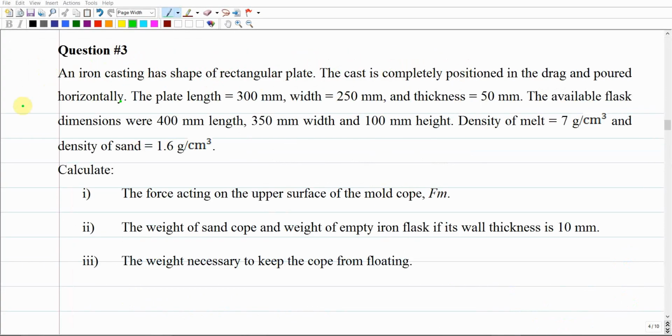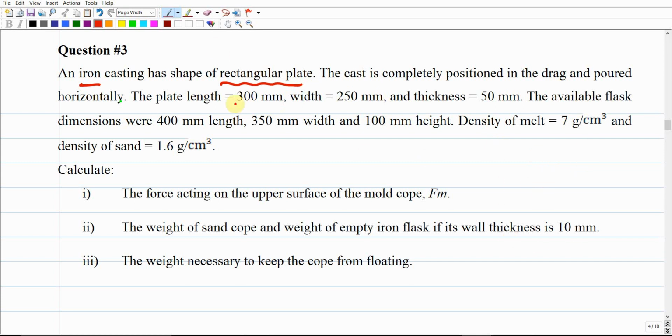So let us consider question number 3 in exercise sheet 4, for the buoyancy force calculations. This problem states that an iron casting, so the casting is made of iron, which is Fe, the basic element of steel, right? And it has the shape of a rectangular plate.